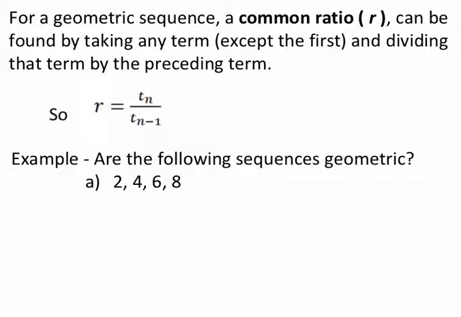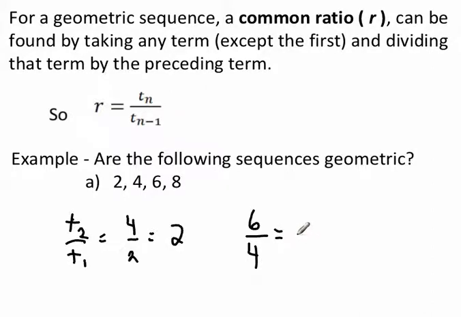So let's test it out. Is this a geometric sequence? We can find a common ratio and see if it is in fact common. Remember, we're not going to use the first term. So if we take the second term, t2, divided by t1, which would be 4 divided by 2, we'll get 2. Now, if that's the same number each time we do that division, we have a geometric sequence. Well, t3 is 6 divided by t2, which is 4, and we can see right away this is not equal to 2, it's equal to 3 over 2, and at that point we can stop because this is not a geometric sequence.